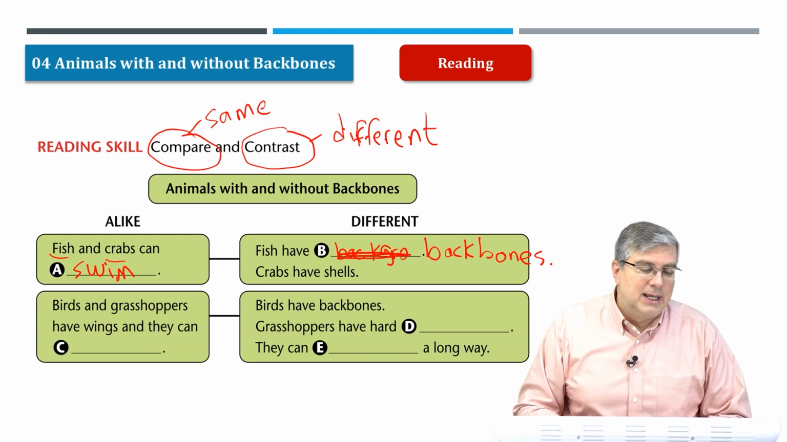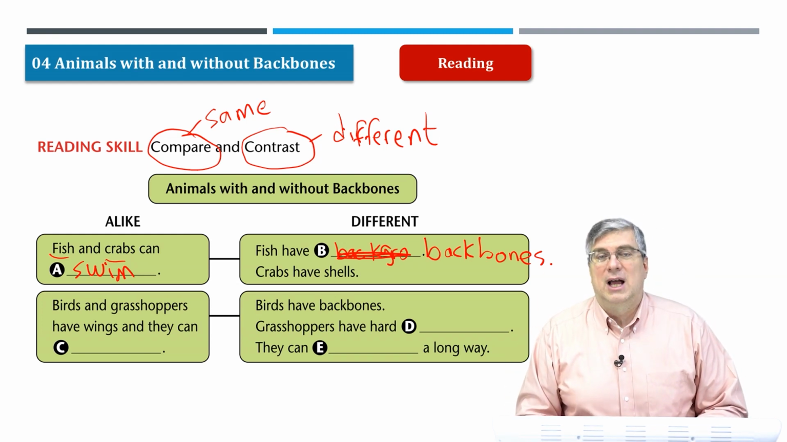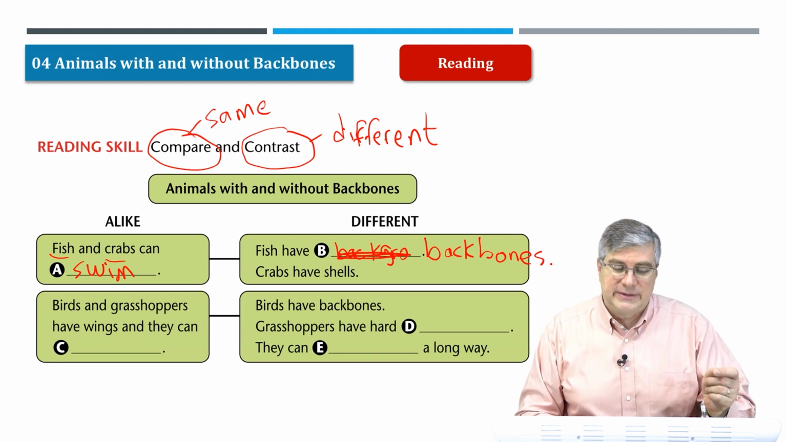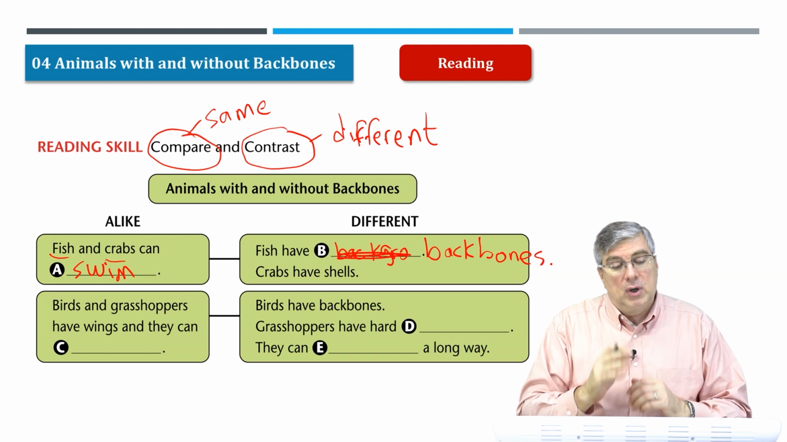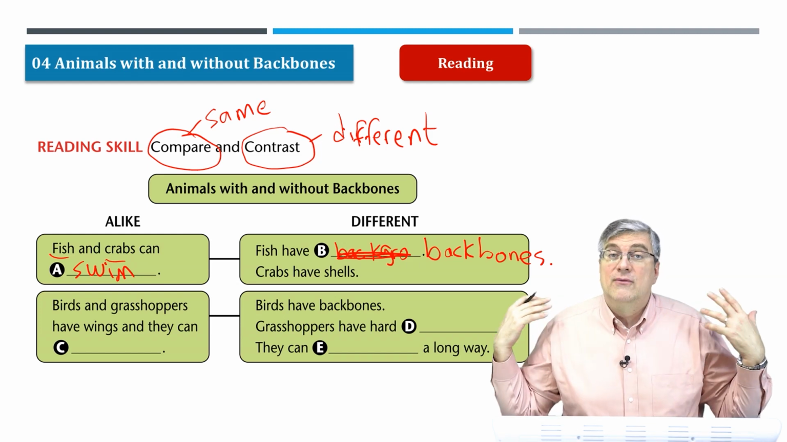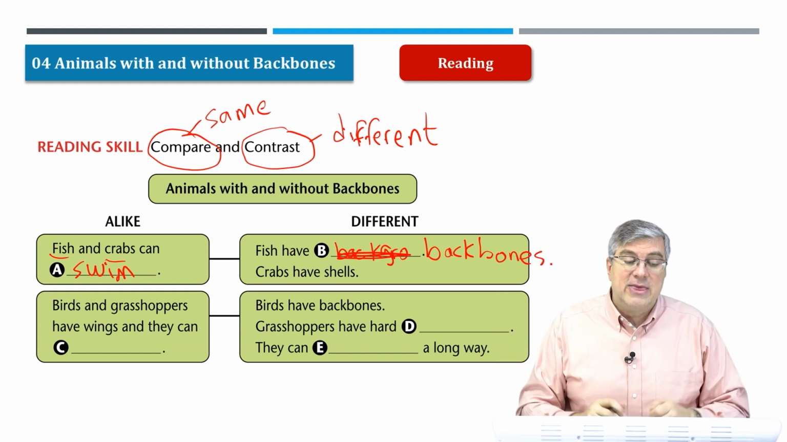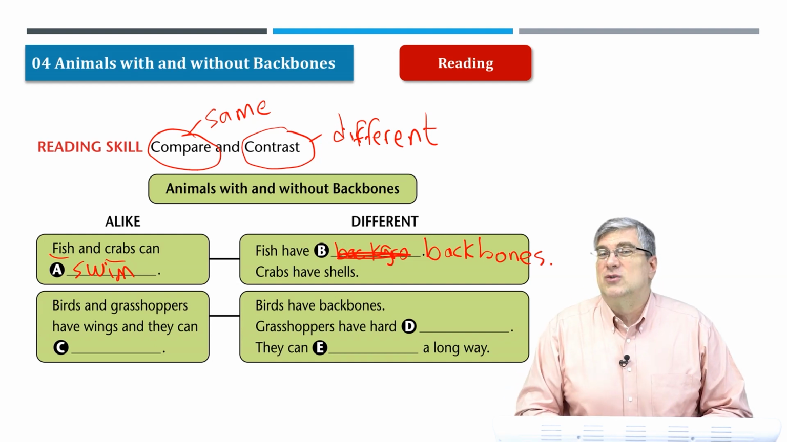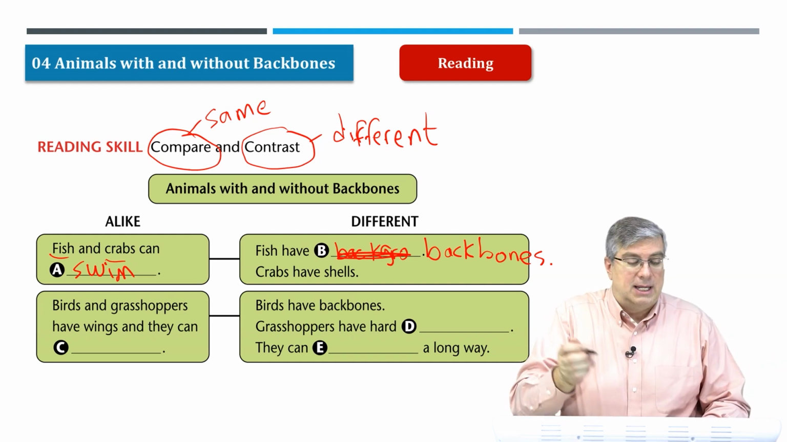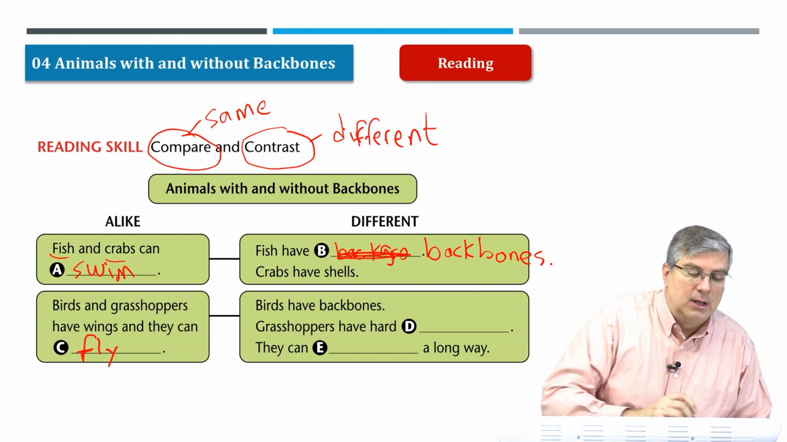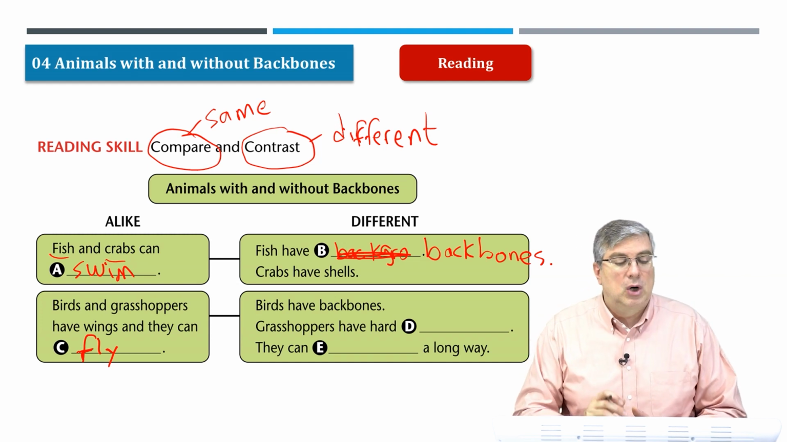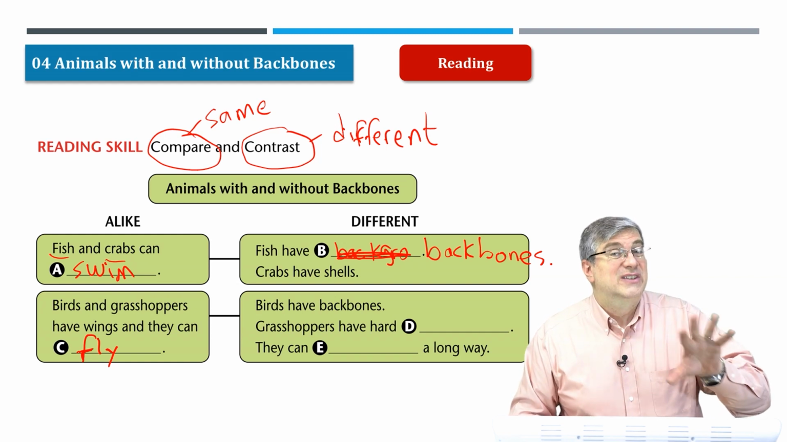Okay, coming down, the next one, we're comparing and contrasting birds and grasshoppers. So how are birds and grasshoppers the same? Well, birds and grasshoppers both have wings. That's how they're the same, right? And they can do what? If an animal has wings, what can it do? It can fly, right? Fly. Yeah, let's make the F obvious. Okay, they can fly. So birds and grasshoppers have wings and they can fly. That's how they are the same.